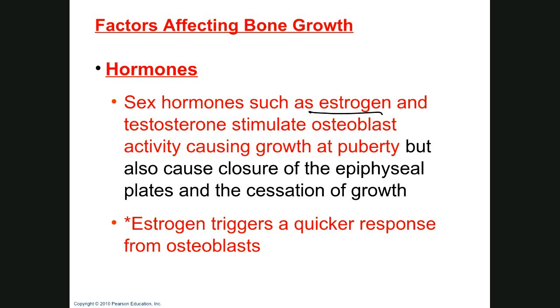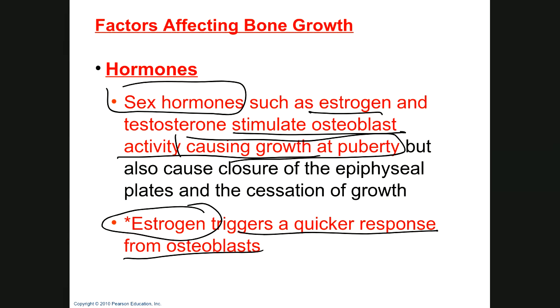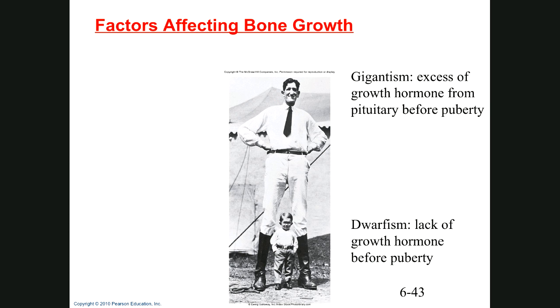So these sex hormones at puberty are going to stimulate osteoblast activity, causing the rapid growth that we see at puberty. Estrogen triggers a quicker response from osteoblasts than testosterone, and that's why females finish their growth earlier, because estrogen causes a stronger stimulation of osteoblast activity. Abnormal conditions of growth hormone before puberty could cause gigantism, which is excessive growth of bones in length, or dwarfism in the case of a lack of sex hormones before puberty.